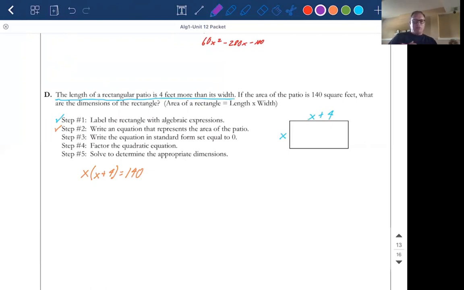Now, step 3 says write the equation in standard form, set it equal to 0. So I'm going to first of all distribute the x through. And I need to subtract 140 from both sides, but I can't combine anything. So that leaves me with x squared plus 4x minus 140. And that's step 3.